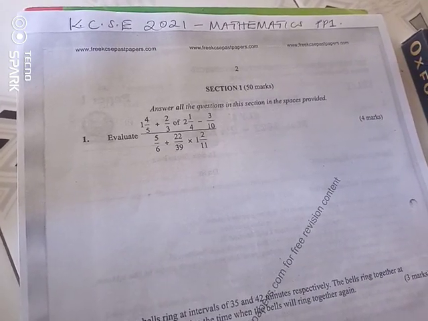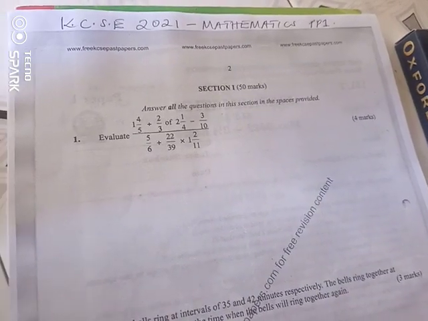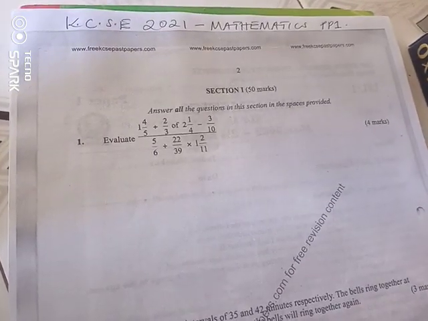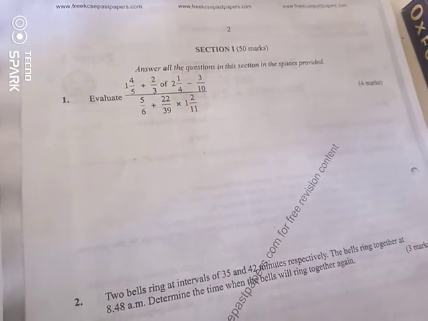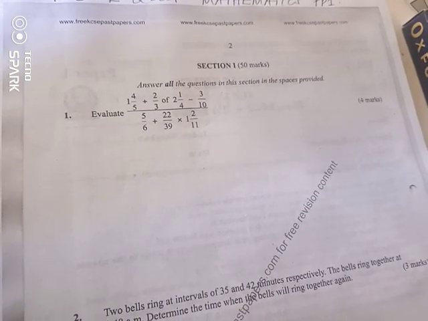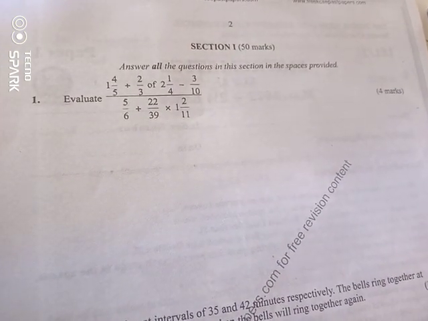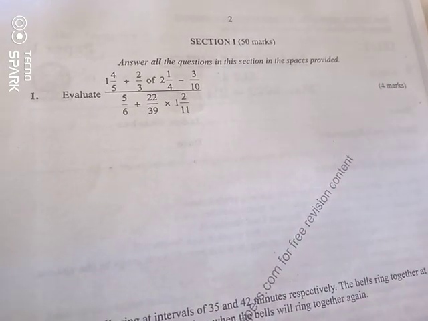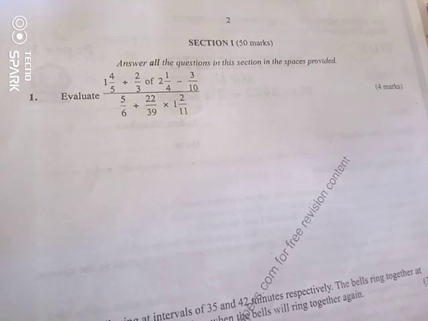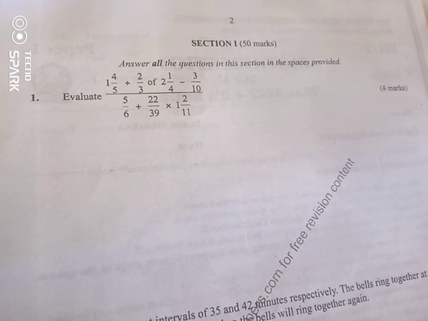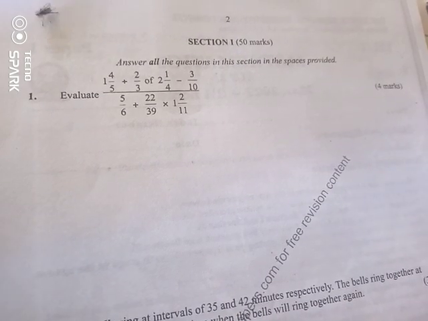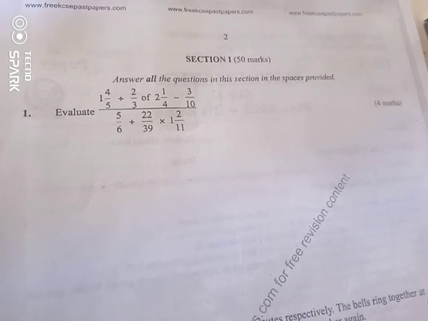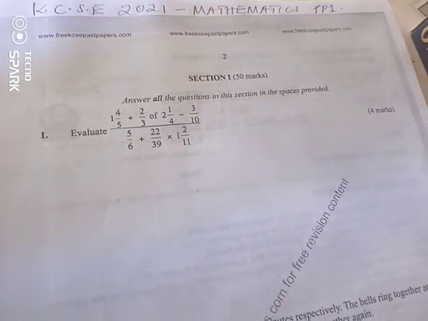Like we promised, still with KCSE 2021 Maths Paper 1, revision is still on. So at number 1 today, guys, the question reads: evaluate 1 4/5 plus 2/3 of 2¼ minus 3/10, all over 5/6 plus 22/39 times 1 2/11. So we are told to evaluate this for good marks. Guys, we can't let this go, and we have to earn.